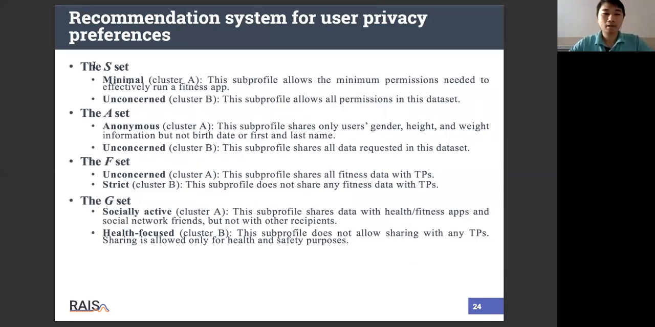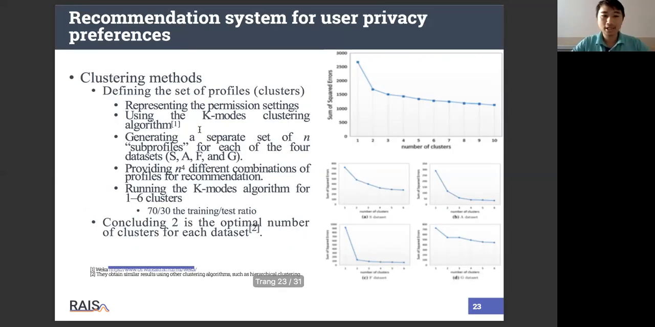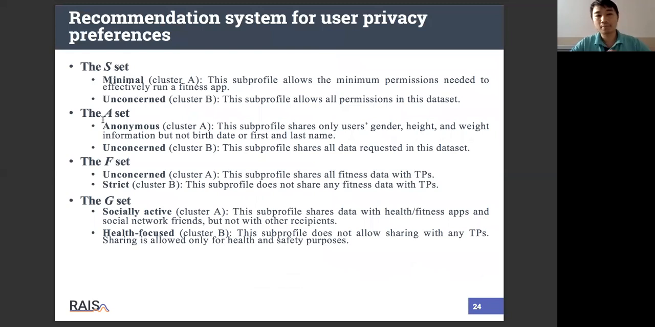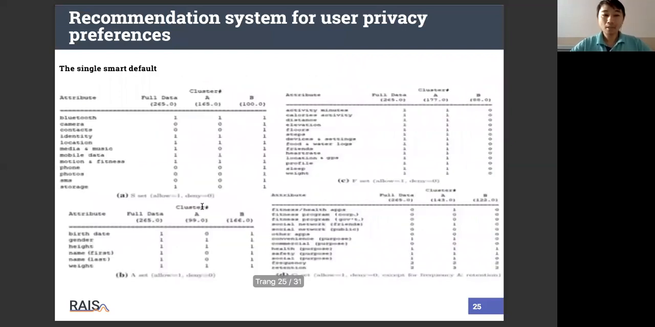And in the first one, we group into 4 different permissions, and in the training phase, we try to cluster it into 2 different groups. So we have 4 permission groups, and in each permission group we have 2 different smaller groups. As clusters, you can see cluster A, cluster B for the S set, and the A, F, Z sets as well. So after that, they apply this information for the test set.